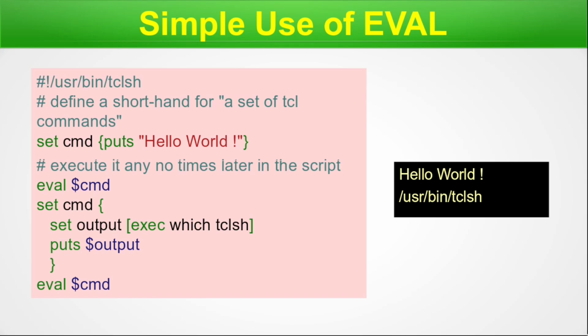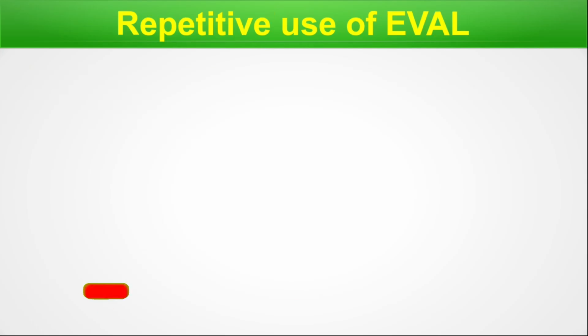So this is a very simple to understand example of eval. I think you have grasped it. Let's move on to the next slide. Repetitive use of eval. Now, this is again a very simple script to understand. In the pink box, our code will go in, and in this black box, the output will be shown.